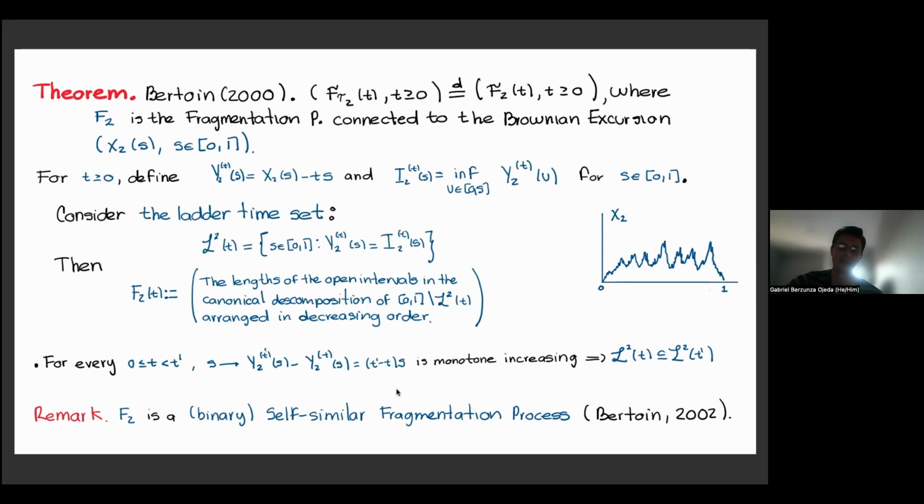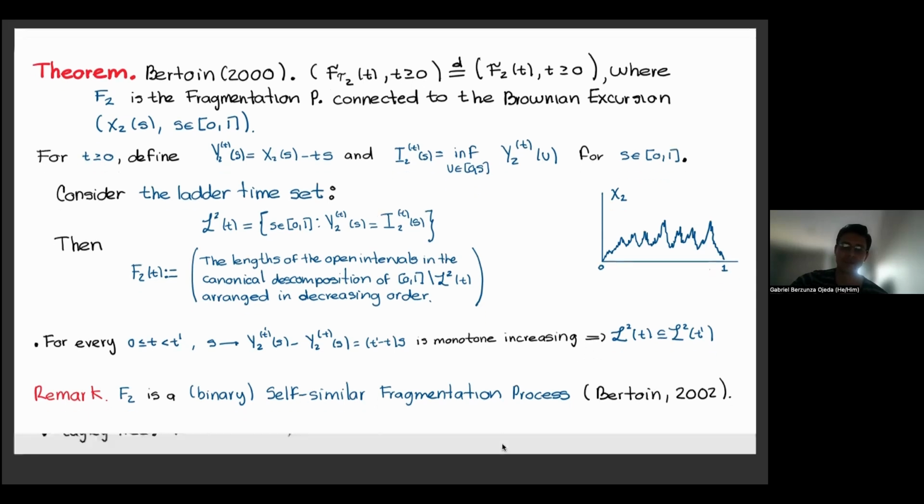And in fact, one can precisely characterize the law of this fragmentation process, and it belongs to a very important family of fragmentation processes called self-similar fragmentation processes. The name self-similar comes because, as you probably know, the Brownian motion has a self-similarity property, and this fragmentation process also has this kind of similarity property. Okay, so this is what is known about this model.